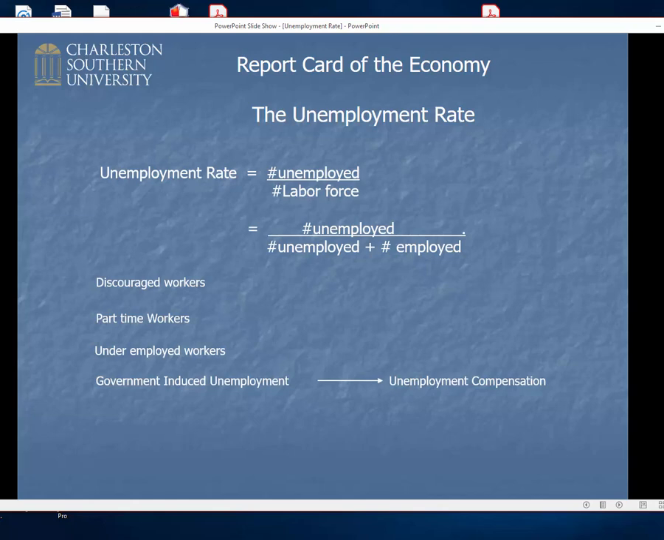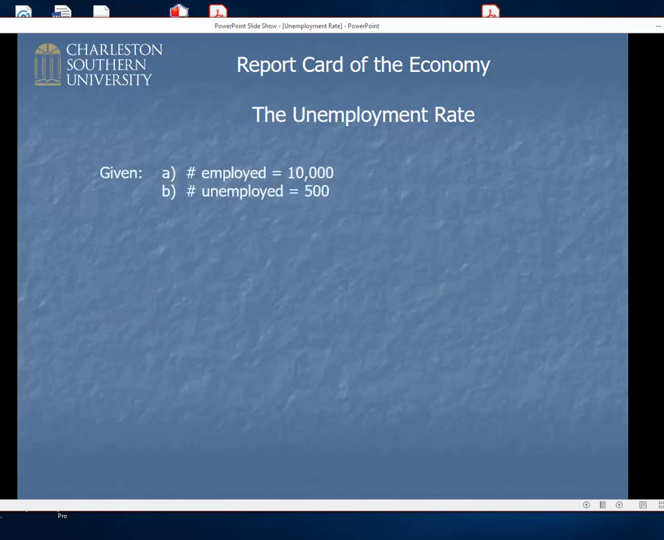Okay, so that's the mechanics of how we calculate the unemployment rate, and that's sort of the things that you have to be nervous about when you try to interpret the numbers. Now let's do a little math. So imagine I gave you a problem like this, that the number employed was 10,000 and the number unemployed was 500, and I ask you to find the labor force. Remember now, the labor force is equal to the number unemployed plus the number employed. So it would just be 10,000 plus 500. The labor force would be 10,500.